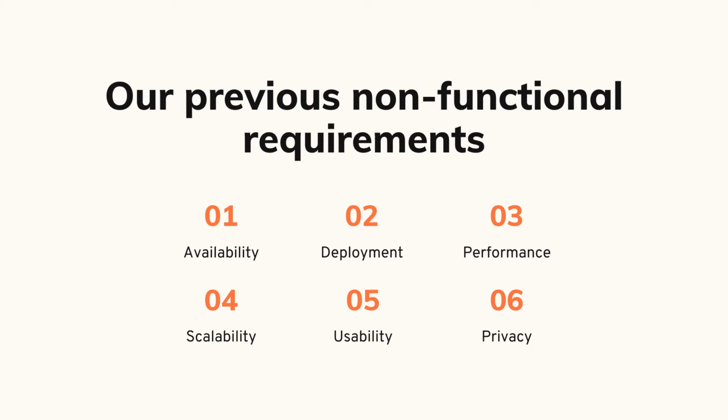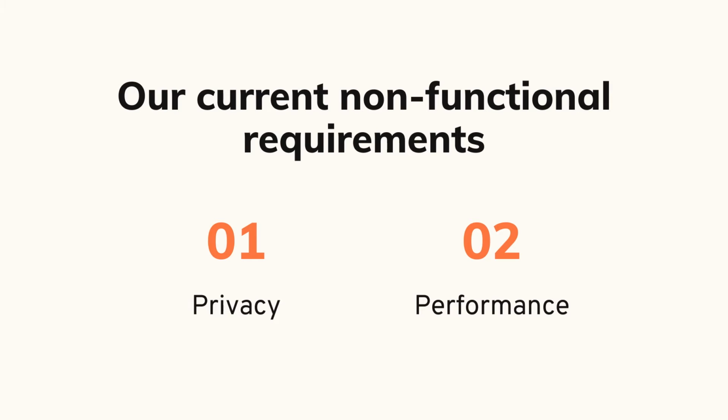Now, going back to our previous non-functional requirements that we used to have during Kaavish 1. Here, we see a total of 6 different requirements. But based on our evaluation feedback, we have now reduced it down to 2 core non-functional requirements with a focus on privacy and performance, and we'll discuss how the system design facilitates these 2 aspects.